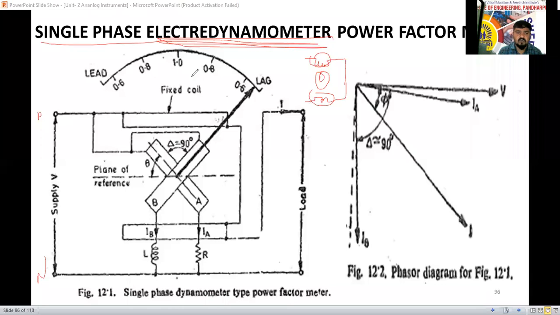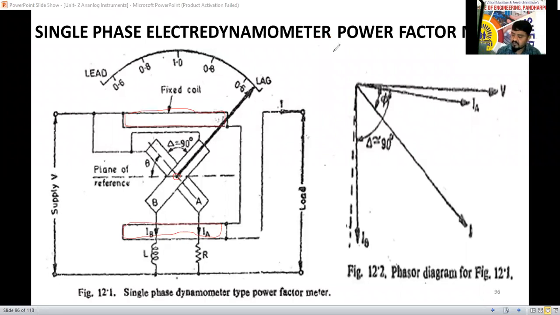Here we are using a fixed coil, and we are using two moving coils connected to the spindle. Actually, only one moving coil would be needed, but here we are using two. These two moving coils are pressure coils. One is connected to the inductive load, and the other is connected to the resistive load.